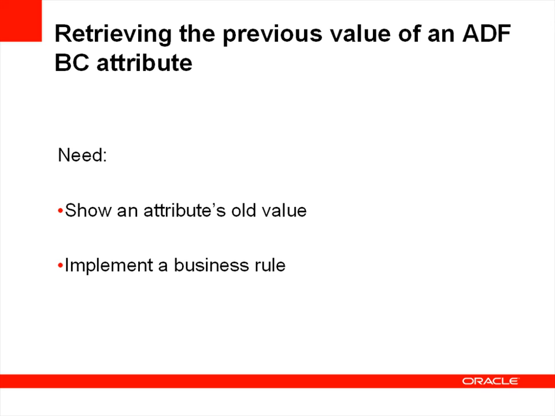Retrieving the previous value of an ADF attribute is typically driven by one of two requirements: either to show the old value of an attribute so it can be compared with the new, or implementing a business rule where there is a restriction on updating the attribute based on the old value. We'll look at both of these in the demonstration today, but we'll start with the requirement to show an old attribute first.